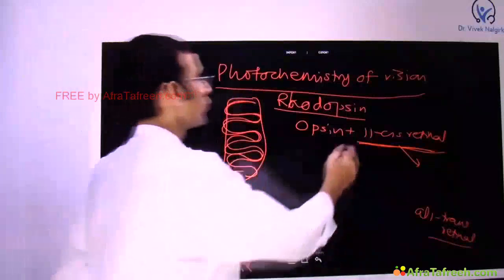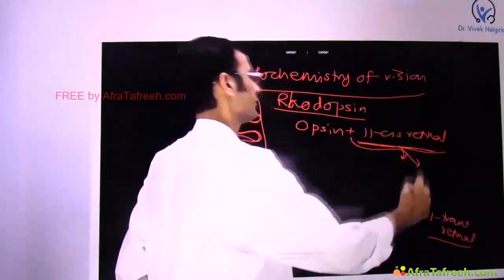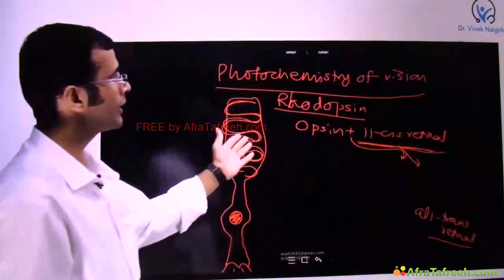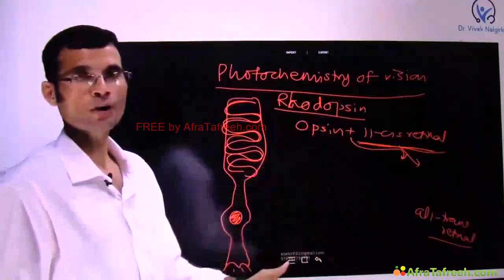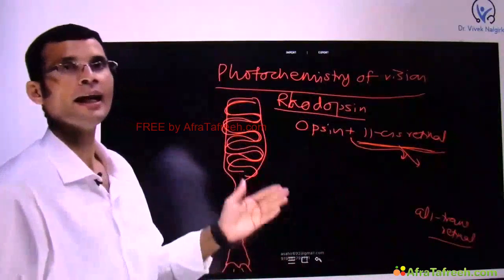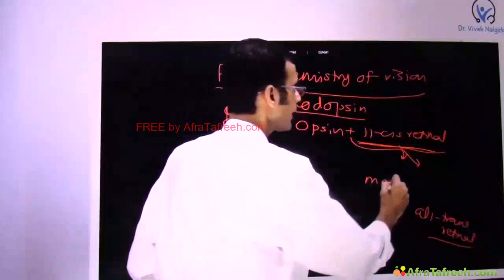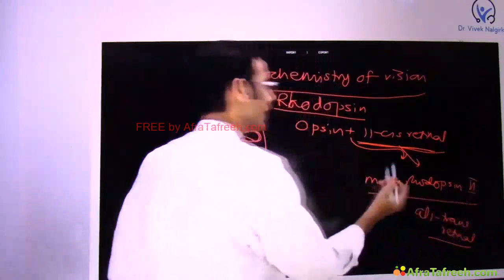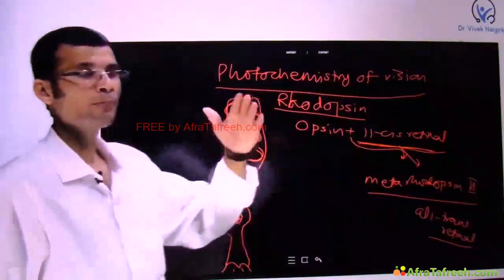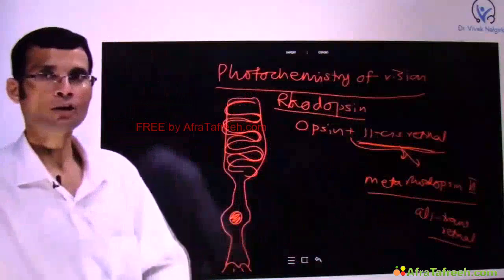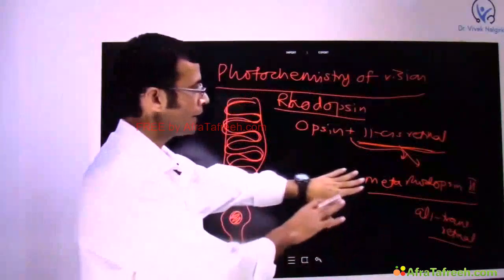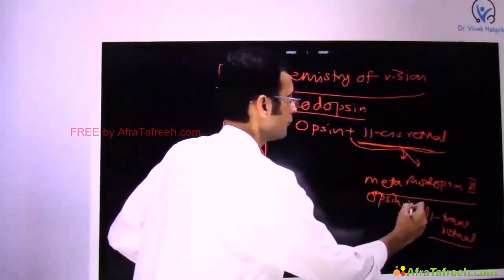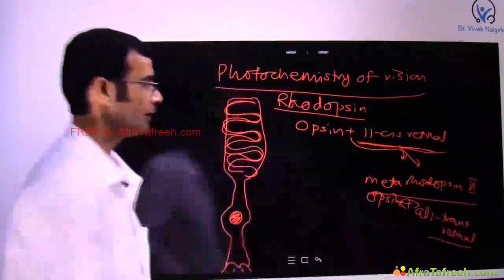But before that, rhodopsin will go through successive stages of bleaching of rhodopsin. So it will be converted to batho-rhodopsin, lumirhodopsin, meta-rhodopsin 1 and meta-rhodopsin 2. Meta-rhodopsin 2 is called as activated rhodopsin. So batho-rhodopsin, lumirhodopsin, meta-rhodopsin 1, meta-rhodopsin 2. This is activated rhodopsin. After this, the opsin will start pulling away from all-trans-retinal.